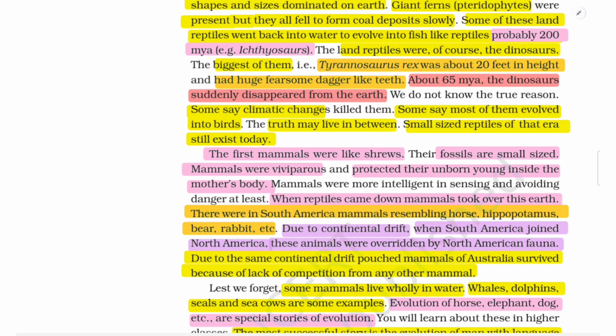We don't know the true reason. Some say climatic change killed them, some say most of them evolved into birds. The truth may live in between. Small sized reptiles of that era still exist today.